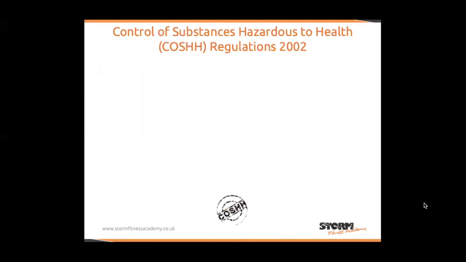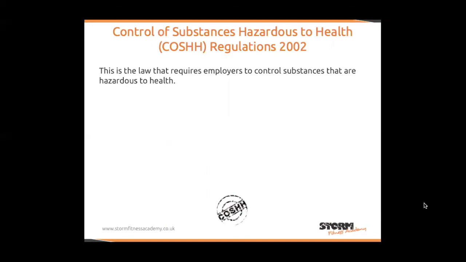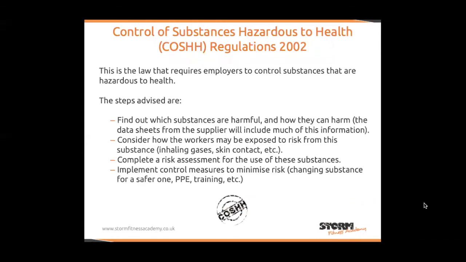So we mentioned COSHH earlier, Control of Substances Hazardous to Health. This is the law that requires employers to control substances that are hazardous to health. The steps advised are: find out which substances are harmful, how they can harm, consider how the workers may be exposed to the risk, complete a risk assessment for the use of these substances, and then implement any control measures to minimize risk.